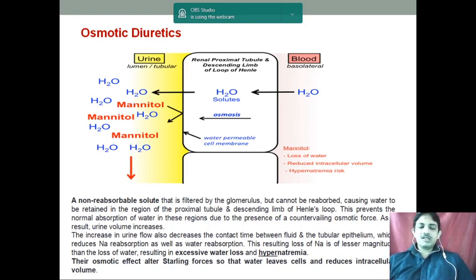Now there may not be a risk of sodium loss. They do not have a direct effect on the sodium channel, but through osmosis they are going to act. So this is the mechanism of action of osmotic diuretics.